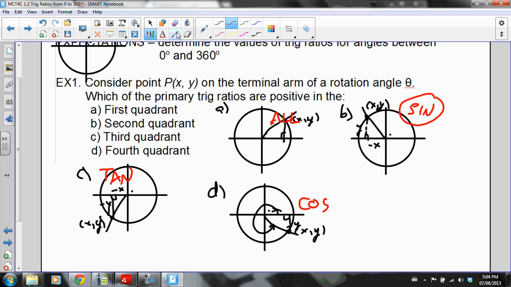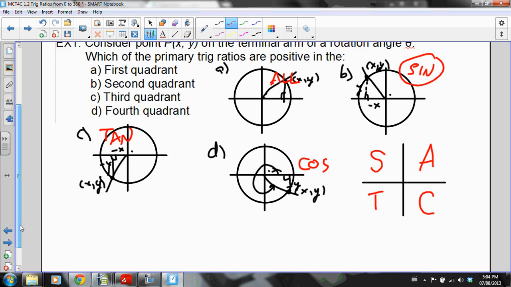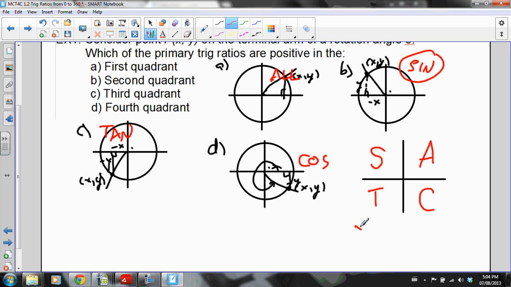Now we've put all this together. Which ones are positive? This is kind of like a summary one. Well, in the first quadrant, all of them are. So I'm just going to put an A for all. In the second quadrant, it was just the sine, so I'm going to write an S for sine. In the third quadrant, tangent's positive. And in the fourth quadrant, the cosine's positive. And this is what's called the CAST rule.